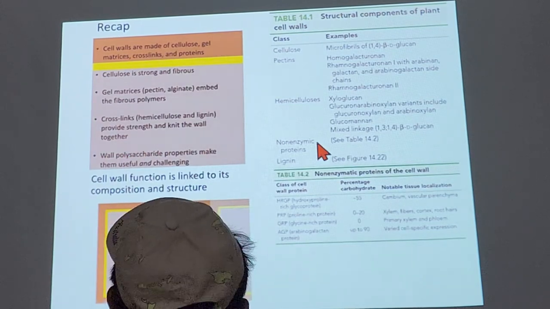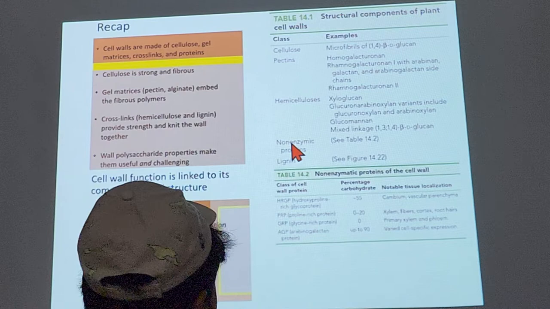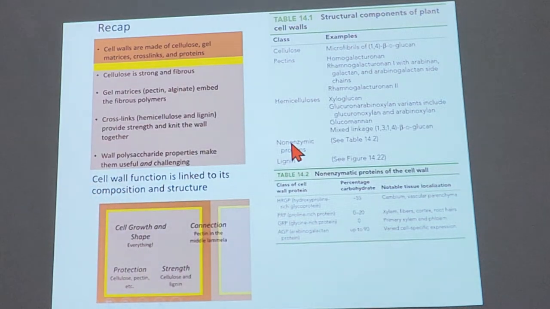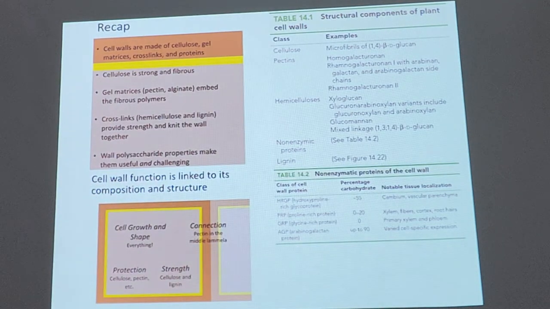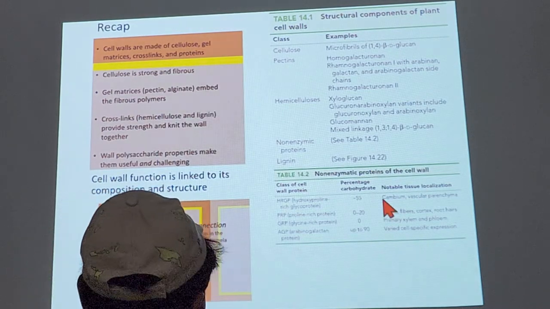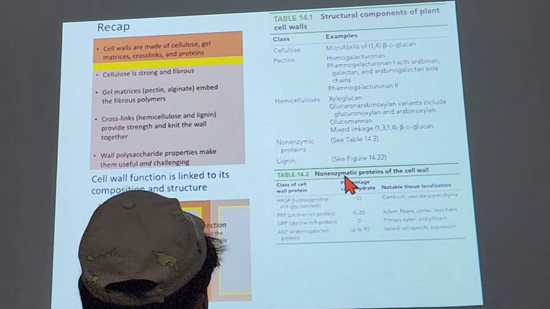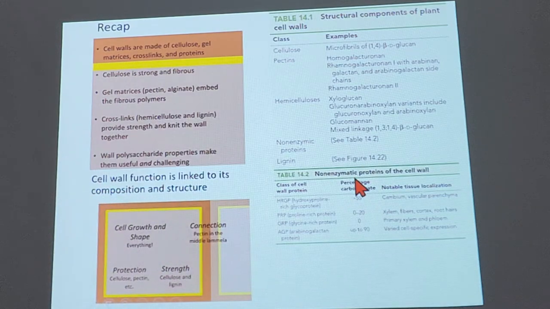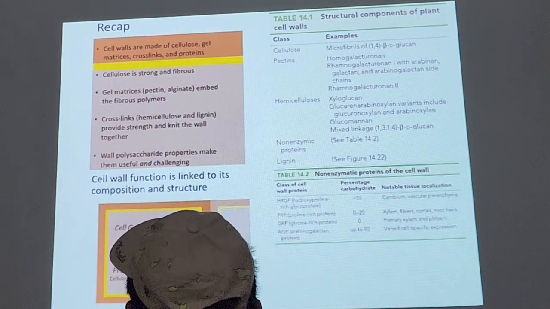For the protein, I told you there is a protein as well. Sometimes the protein is more, sometimes it's less. It depends on the species. But these are basically non-enzymatic proteins, meaning that they are not involved in reactions. Many proteins are involved in reactions to make something else, but not proteins in the cell wall. They're pretty much dormant.